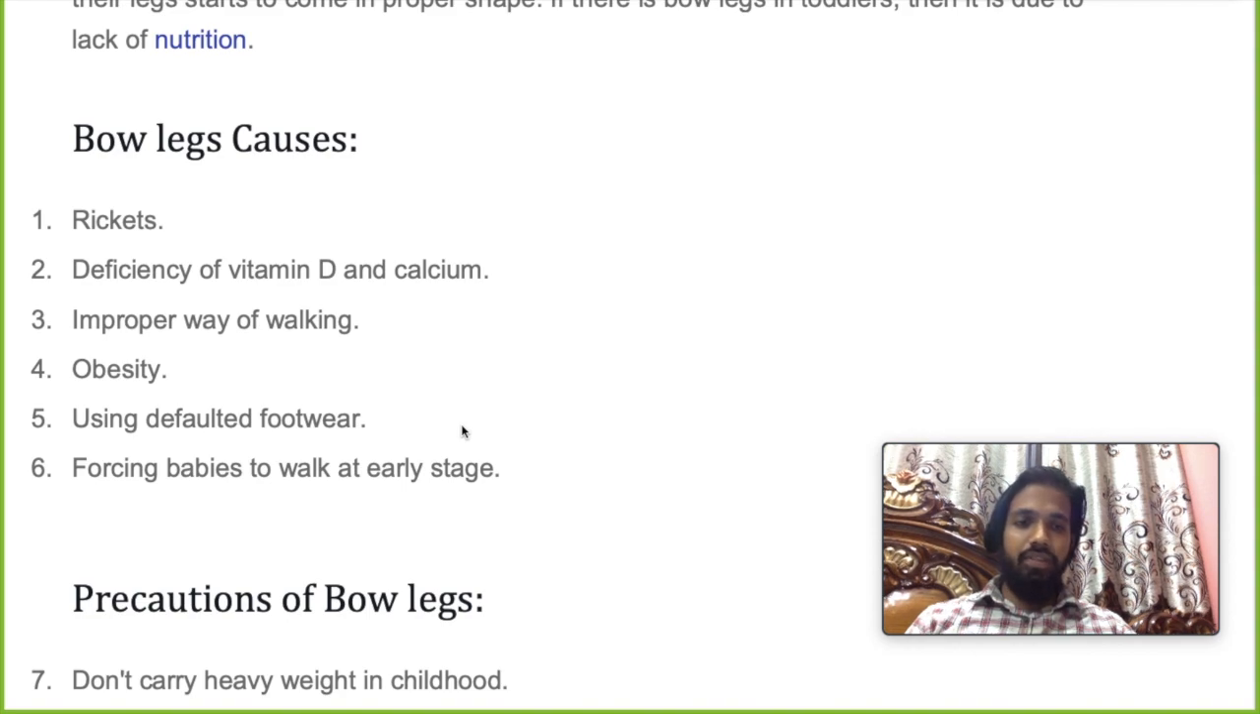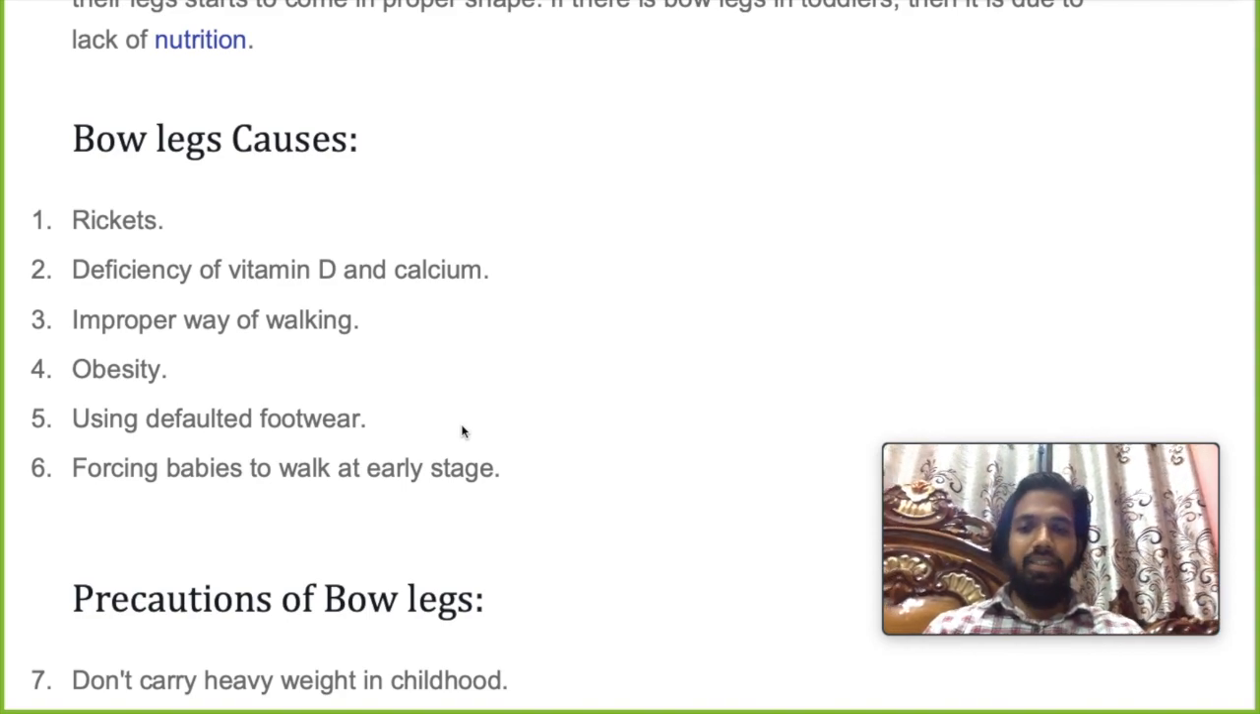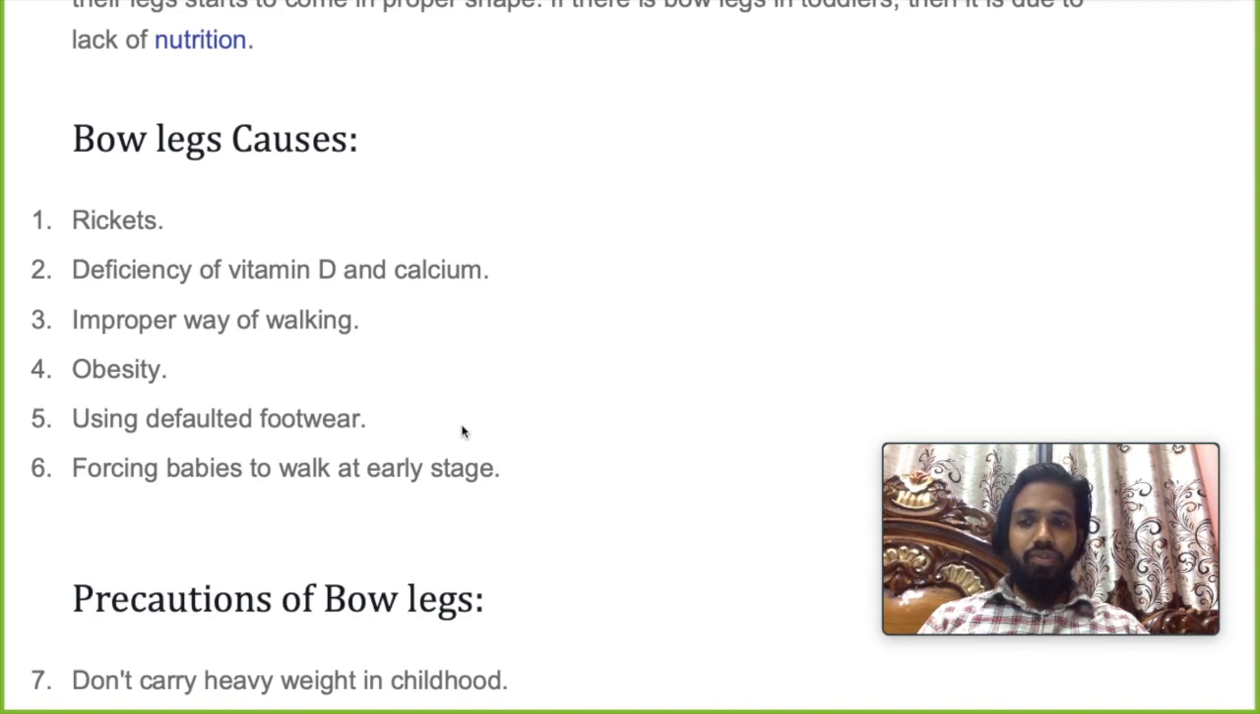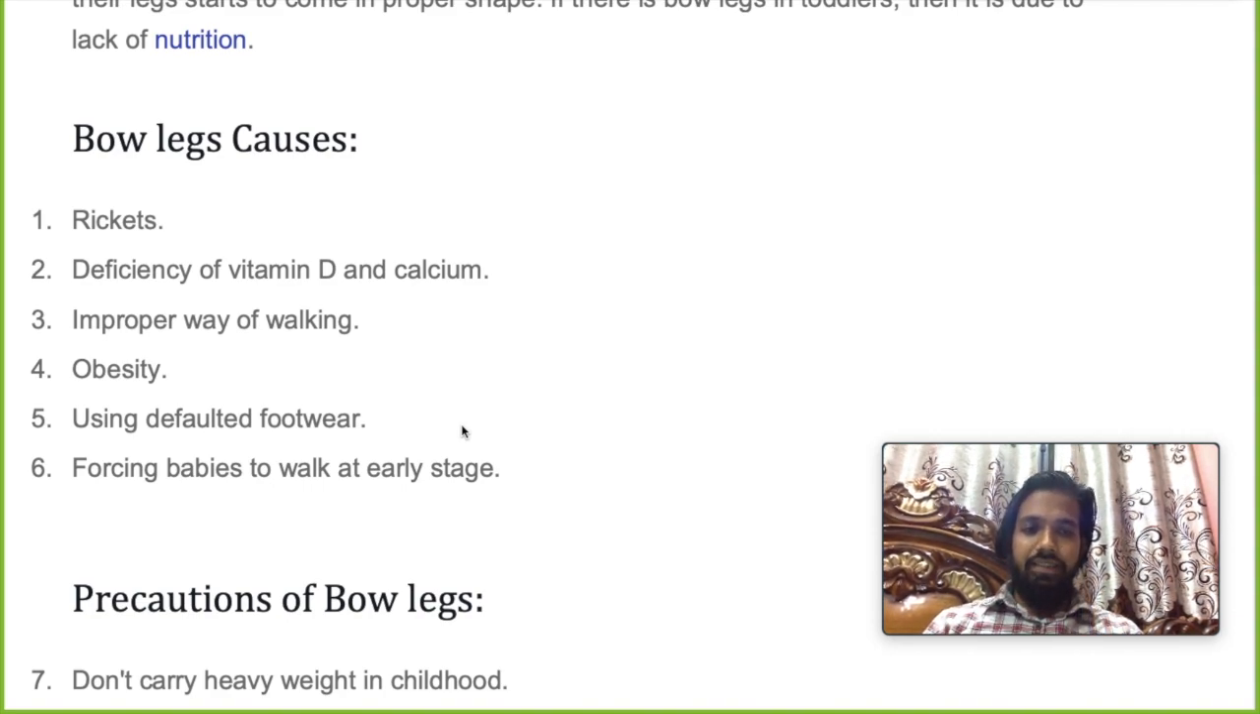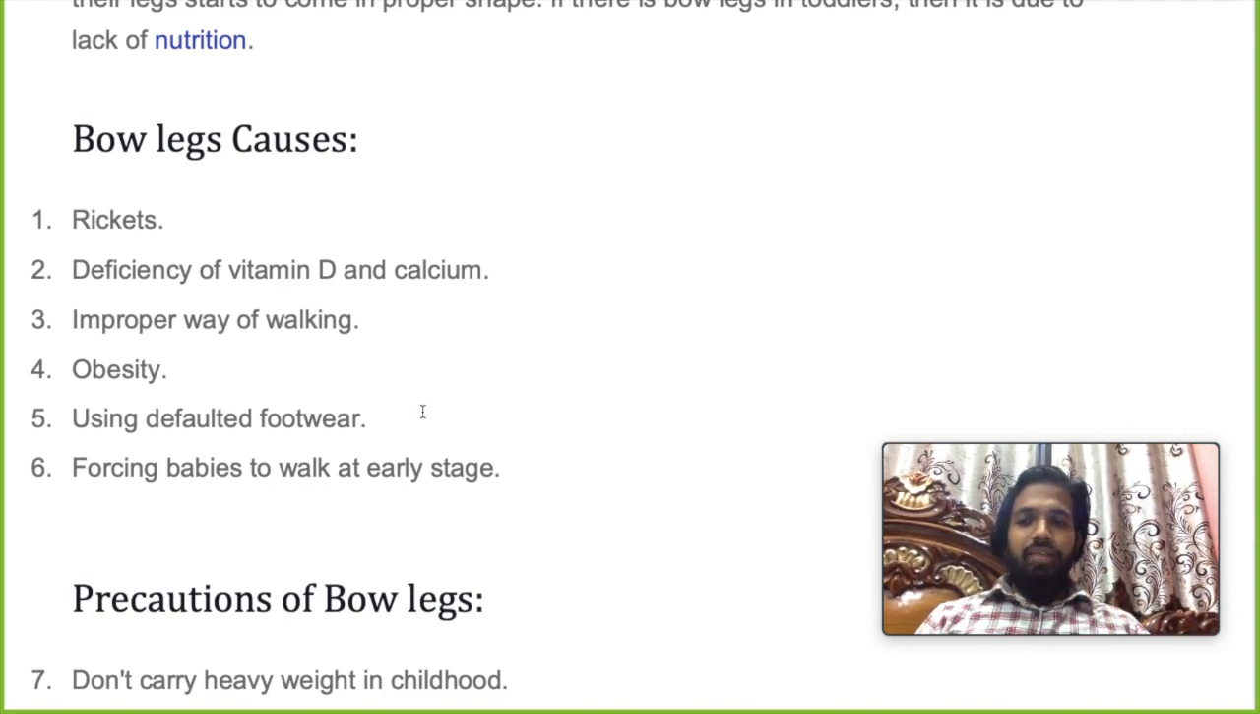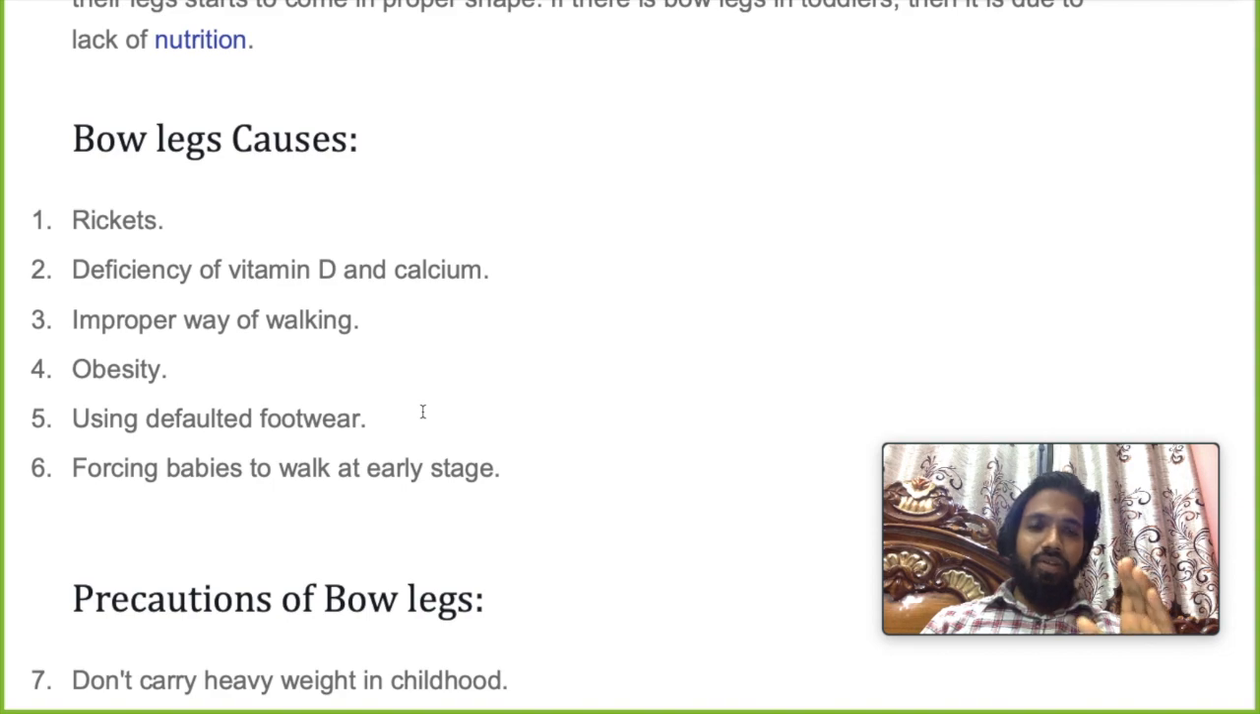Obesity is another common reason, and you will find obesity in almost every one of the postural deformities. So eat less, eat healthy. Using defective footwear is another cause, so be very cautious about the way you choose your footwear. This is one of the most common causes. Don't force your babies to walk early. Everything happens in time. They will walk, they will run, they will jump, they will never stop. But don't force your babies to walk early, because this will lead them to bow legs.